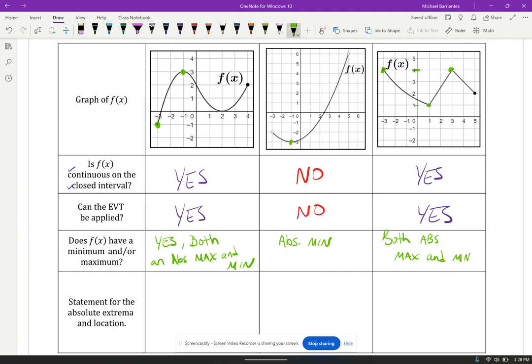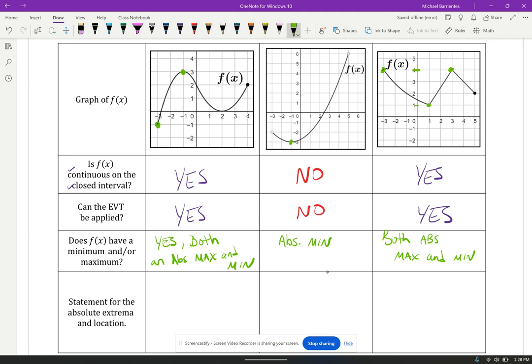So again, just because the extreme value theorem is not satisfied, like the middle graph, doesn't mean that there is no absolute max or min. It just means that we're not guaranteed the max and min. In both the first and the third, because the extreme value theorem conditions were met, I was guaranteed that I was going to have both. In the middle one, it wasn't guaranteed, but that doesn't mean that there aren't any. That means I'm just not guaranteed. There could be, but I don't know.